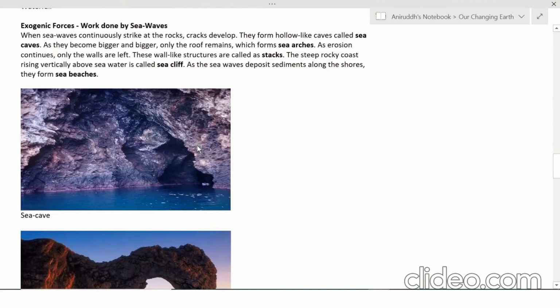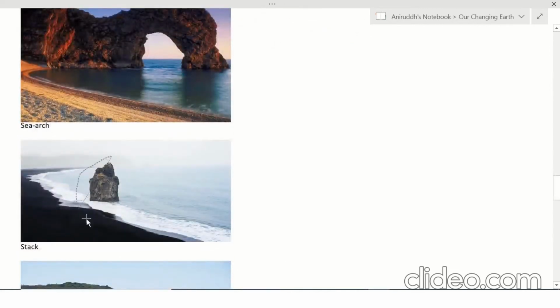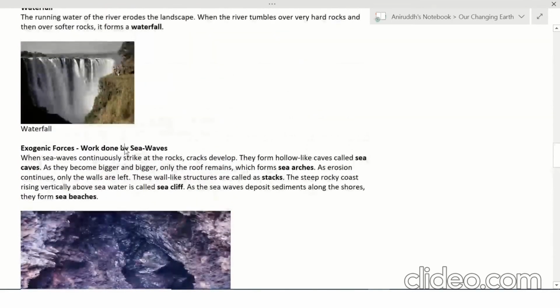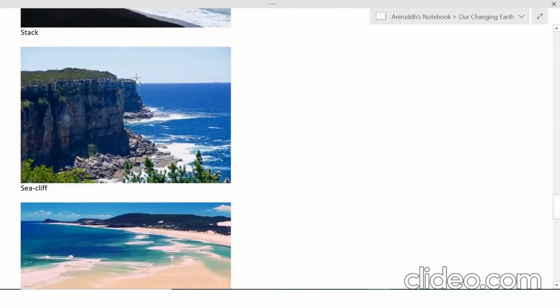As erosion continues, only the walls are left. These wall-like structures are called stacks. This is a stack. The steep rocky coast rising vertically above seawater is called sea cliff. This is a sea cliff.